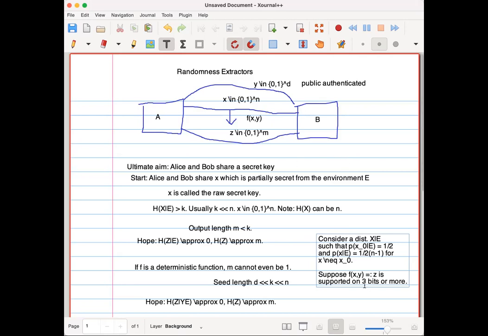So let me make it 2 bits. This shows that, in this case, you cannot even extract 2 bits. Is this argument clear? Okay. To finally finish, what is the entropy of x given E for this distribution? It is close to n minus 1.